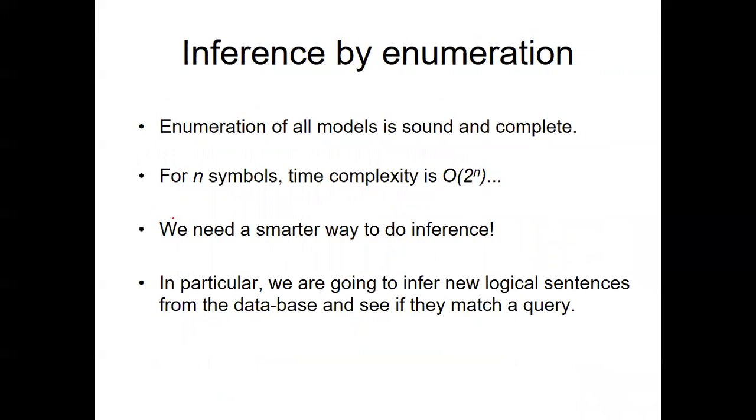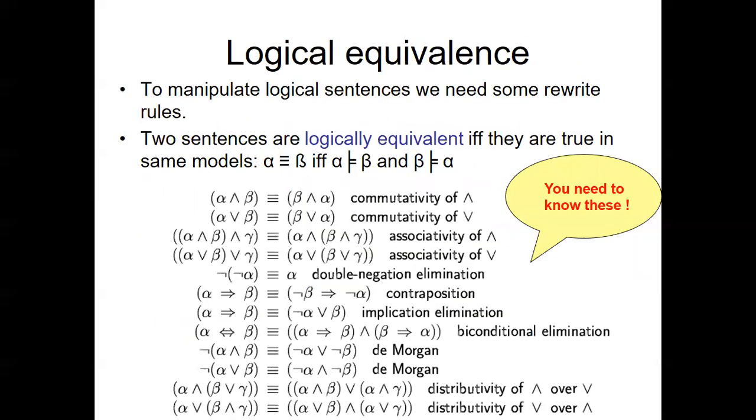Fine. But you might have now understood that representing knowledge like this is very complex, because for every single thing you have to represent the knowledge. For n symbols, the time complexity will be order of 2 to the power n, because for every symbol you have to represent whether it is true or not true. So we need some better way of representing knowledge, because propositional logic is not very expressive.